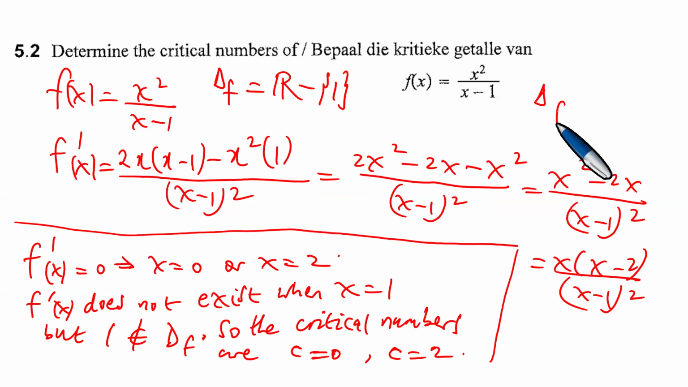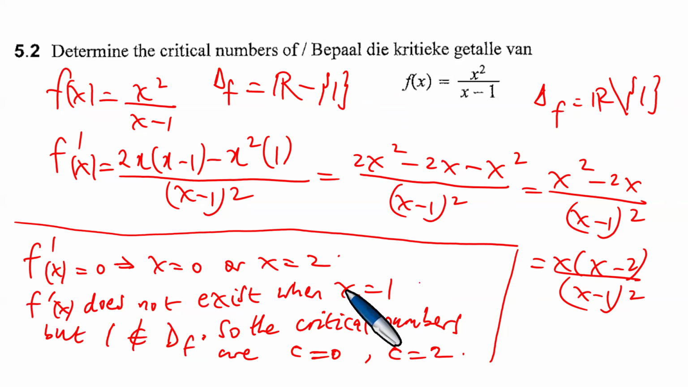Or simultaneously, you could say it is all real numbers without 1. So this will be the domain of the function. Looking at the domain, you're able to see that 1 is removed from the set of real numbers. In other words, 1 is not in the domain. That is why we note that f prime does not exist when x is 1.